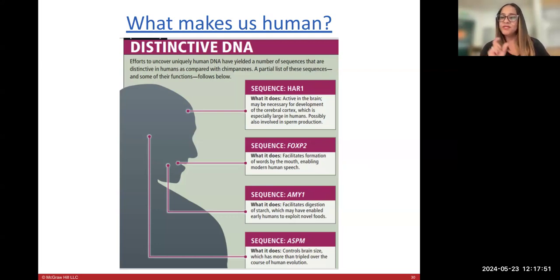But what makes us human? That 2% of DNA, they focused on that and they found several DNA sequences that literally make us different: HAR1, FOXP2, AMY1, ASPN. You can read those, and each of these is an advantage that we have over our closest relatives.